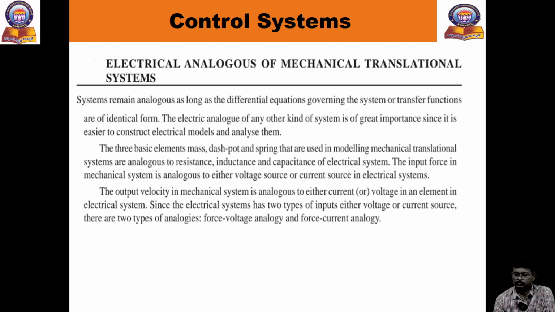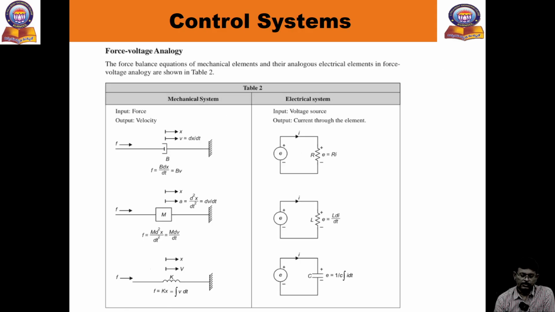So in this case, what will we get? Force current and force voltage. Similarly, torque current and torque voltage, right? In translation systems you get force voltage and force current, and in rotation systems you get torque current and torque voltage. So these are the two analogies in this system. Now we can go to the force voltage analogy.